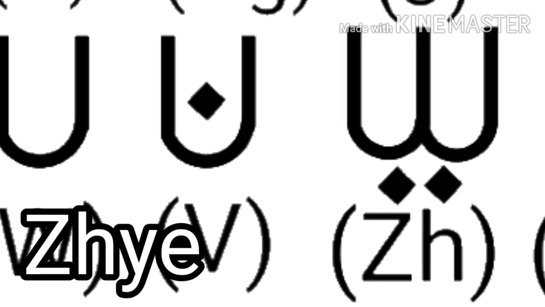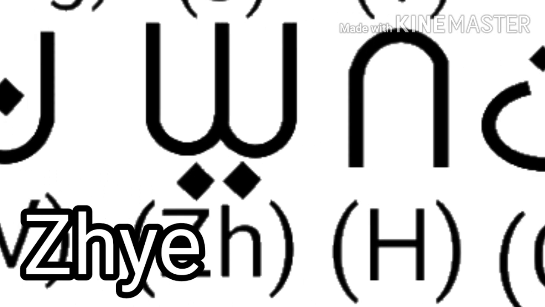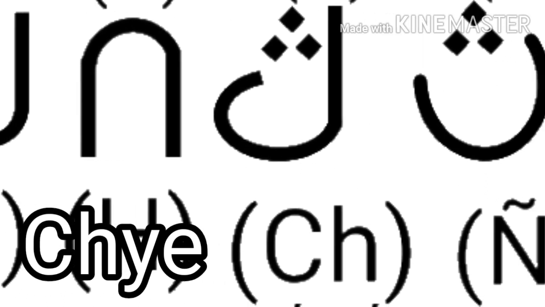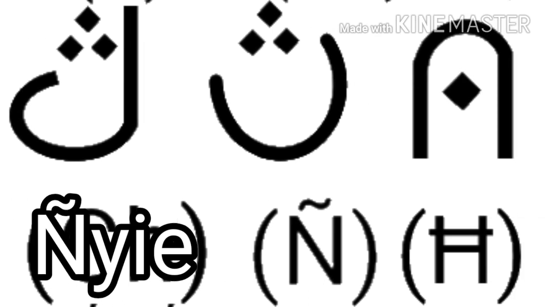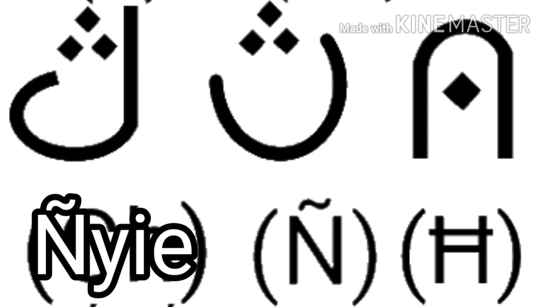The next one is je, which makes the J sound like in measure, and it is the sa, but you add 2 horizontal dots on the bottom. The next one is hie, which makes the H sound, and it looks like an H, but without the stick. The next one is chie, which makes CH sound, and it is the ja, but you add 3 dots on top of it. The next one is nye, which makes the NY sound like in canyon, and it is exactly like the Spanish letter ñ, like the one said before.